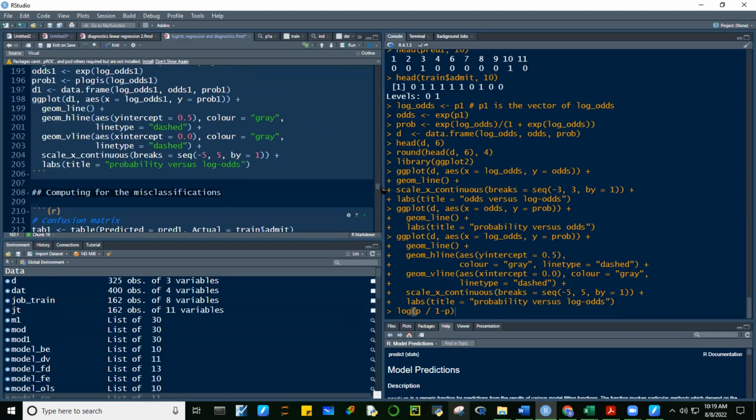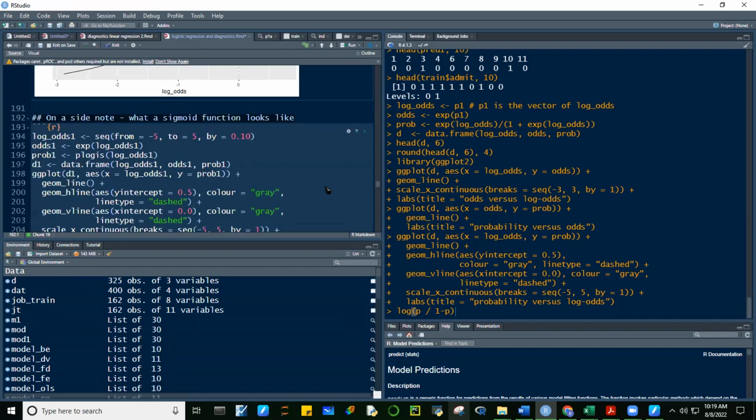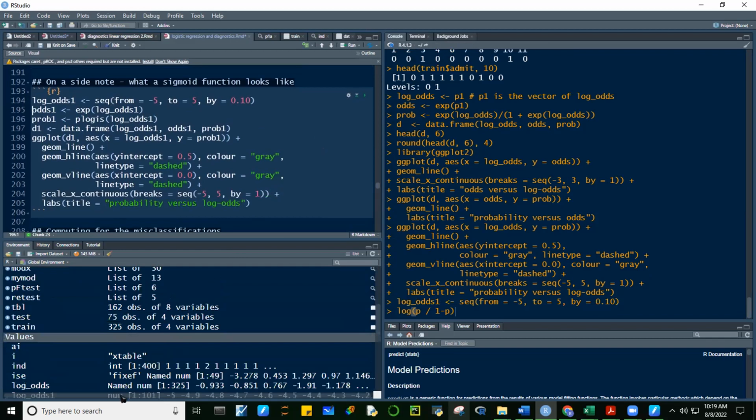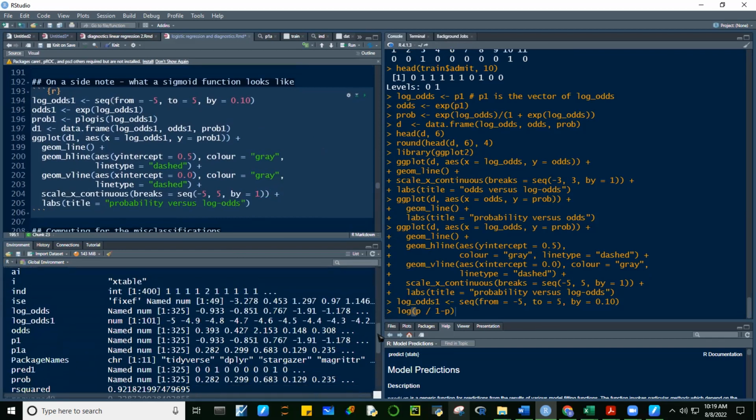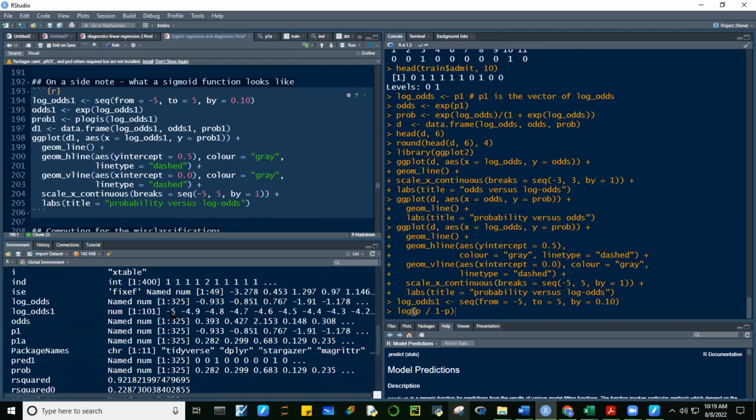Okay. Then last, ito na yung last, no? Okay, ano yung pinaplot? So first, we're creating this object, log odds 1. It's a sequence of numbers from -5 to 5, with increments of 0.1. Okay, so if we run log odds 1, nag-aano lang siya: -5, -4.9, nag-i-increase siya ng 0.1. Okay?